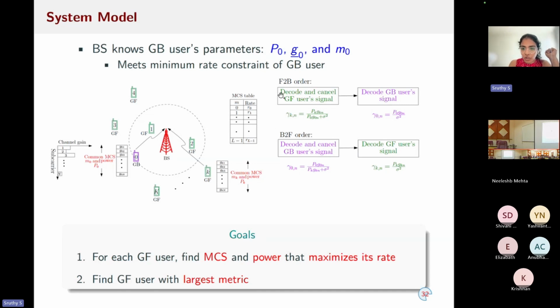So when we are considering the F2B decoding order, it first decodes and cancels the grant-free user signal. On the n-th subcarrier, we can see the SINR expression: the signal power divided by the interference from the grant-based user plus noise power. And then it decodes the grant-based user signal. On the n-th subcarrier, there is just the SNR expression. There is no more interference. Similarly, we can write the SINR and SNR expressions for the B2F order as well.